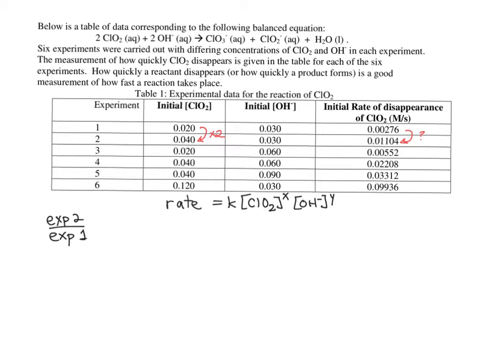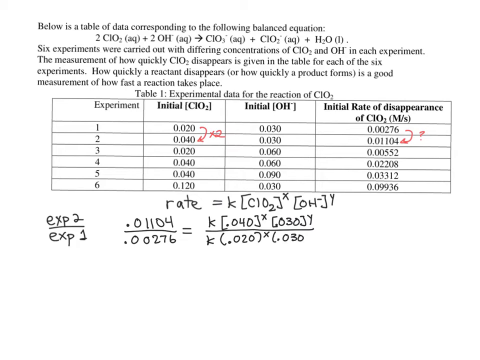So I'm going to do experiment 2 compared to experiment 1. I'm basically going to set up two rate laws, one in the numerator and one in the denominator. For experiment 2, the rate is 0.01104, and for experiment 1, the rate is 0.00276. So for experiment 2, the rate would be k times the concentration of ClO2, which is 0.040, to the x power, times the concentration of hydroxide, which is 0.030, to the y power. And on the bottom, it's 0.020 to the x power over 0.030 to the y power.